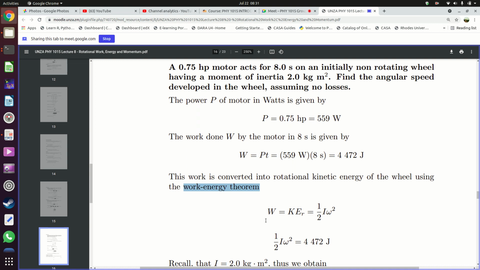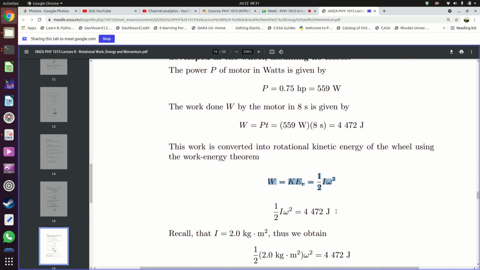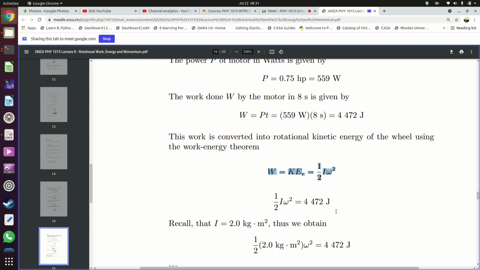Yes, sir. Yeah, so once this bit is done, then the rest is easy to do. So the physics is realizing that when you perform rotational work, you are actually transferring rotational kinetic energy onto this particular object you are performing rotational work on. That's where the physics is. Okay.